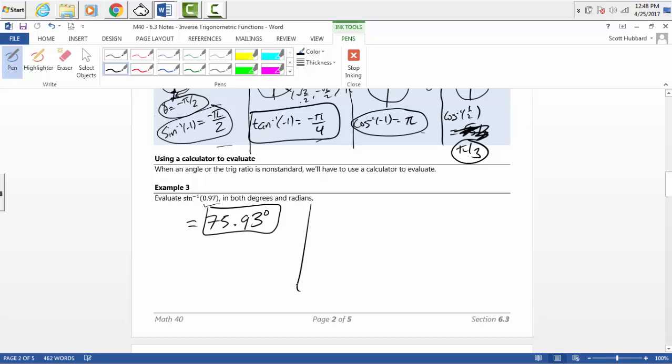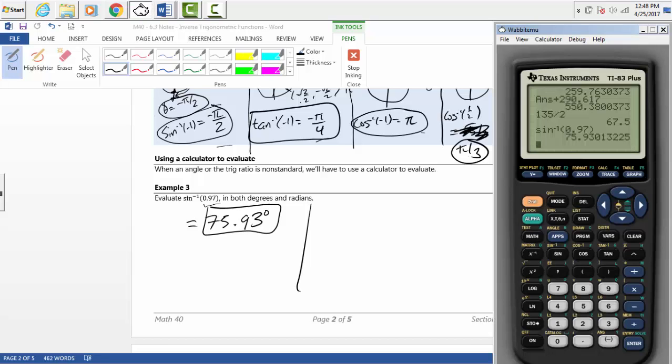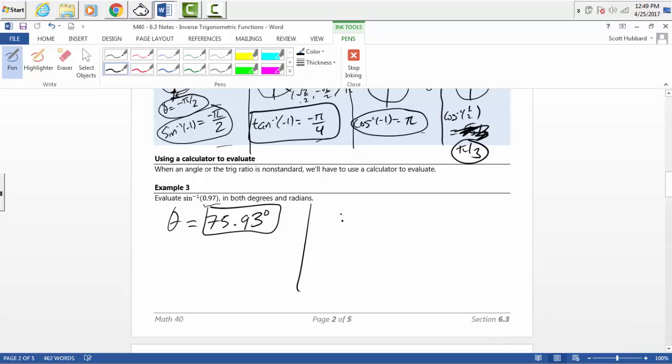But we can do it in radians as well. And all you have to do is go back here to mode, radian. Okay, hit quit, and then, why don't we get practice? So hit sine inverse 0.97. I could have just hit second answer, but whatever. Okay, and we get 1.325. So theta is 1.325 rads.